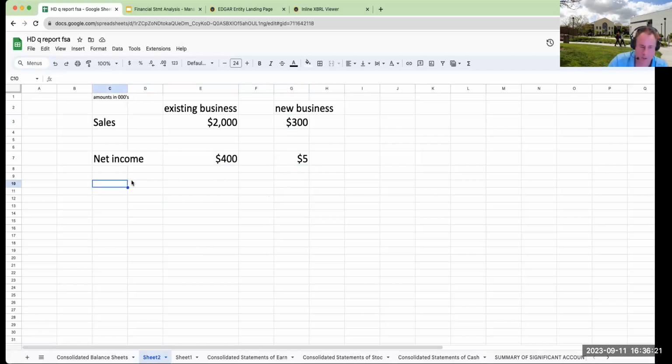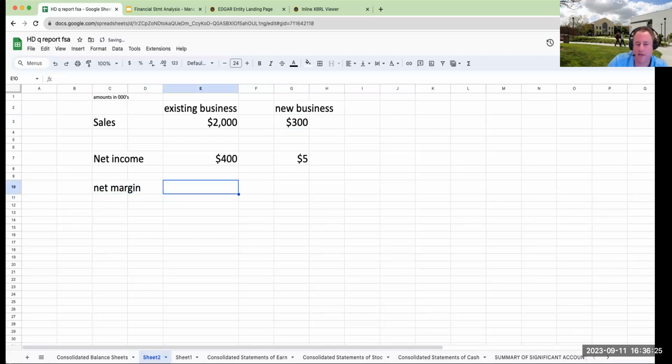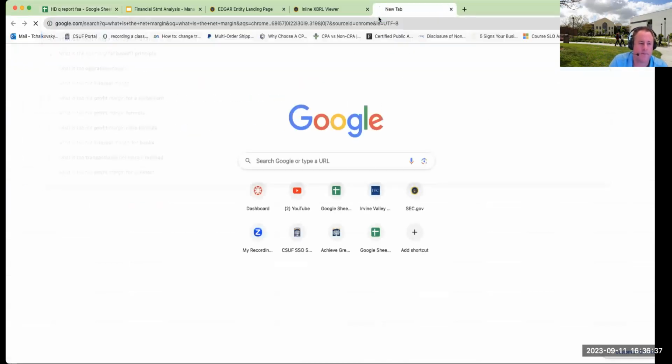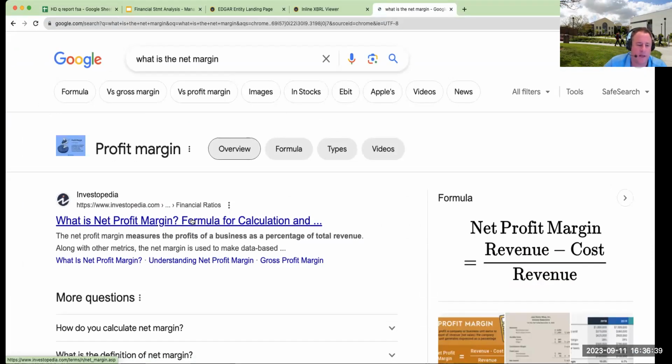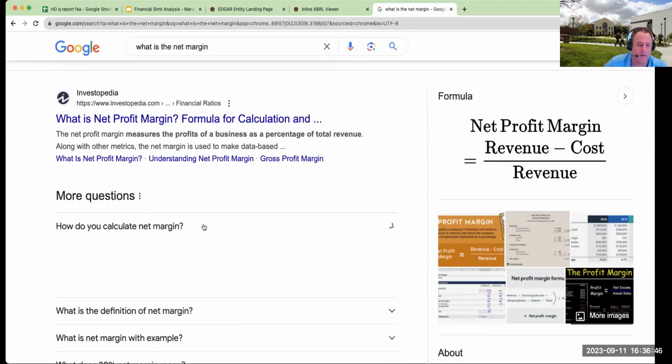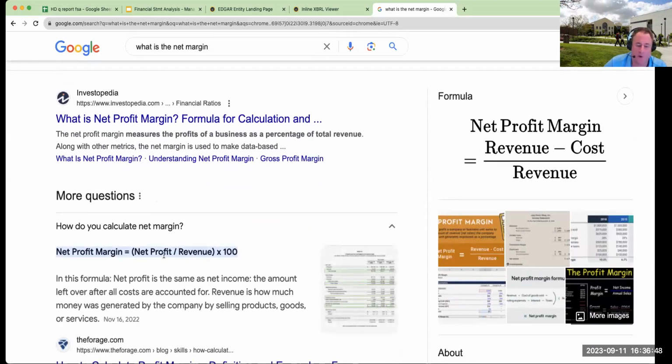The net margin of the existing business, and how do we define net margin? Or we should say, is that the right one? I think it is. Let's just check. I think it's right. The net profit margin is basically net profit divided by revenue. Okay, so that's where we're on the right track.